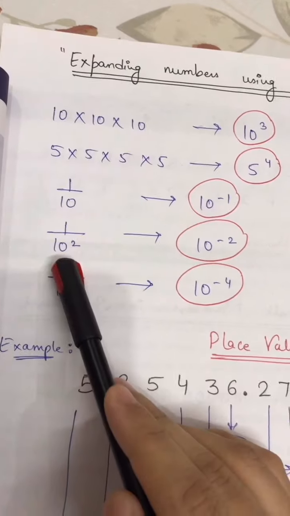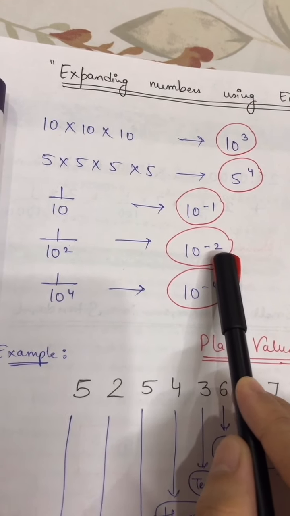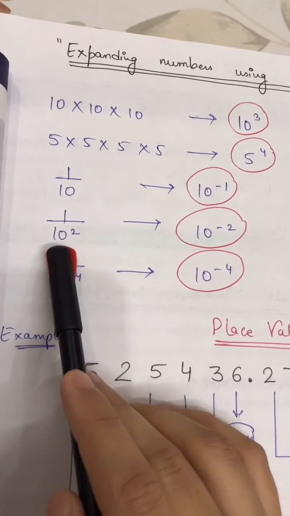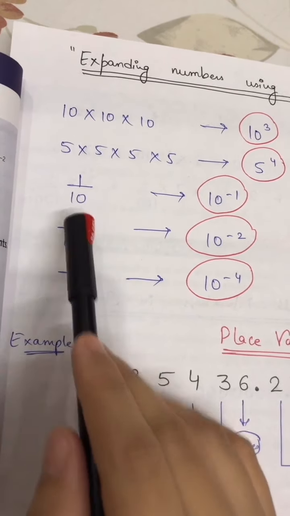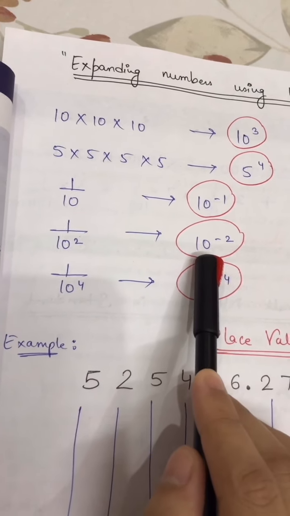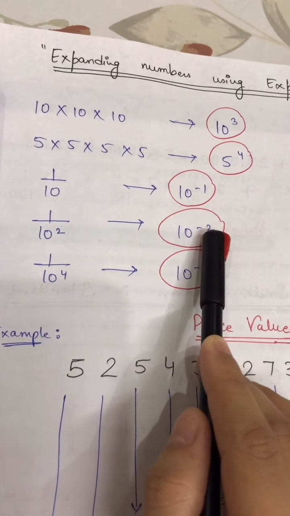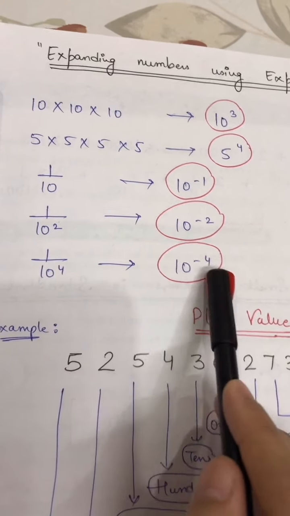Here 1 upon 10 square, so 10 raised to power minus 2. See, this 10 is in the denominator. The reciprocal of 1 by 10 is 10, so the power will go in minus. 1 upon 10 raised to power 4 means 10 raised to power minus 4.